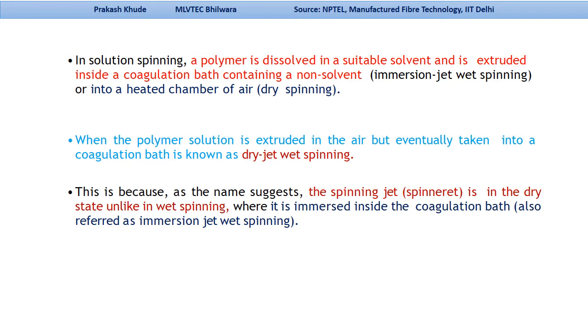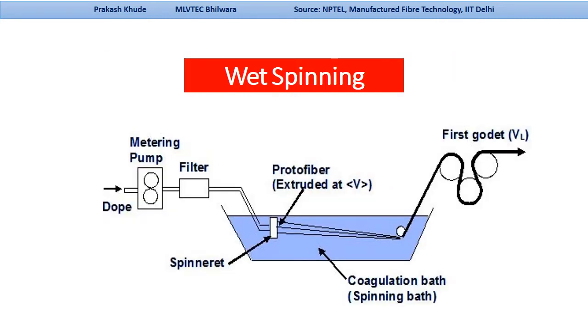As the name suggests, the spinneret is in the dry state, unlike in wet spinning systems, because in wet spinning systems the spinneret is kept in the coagulation bath, so we call it the wet spinning system. So first we'll see the wet spinning system.